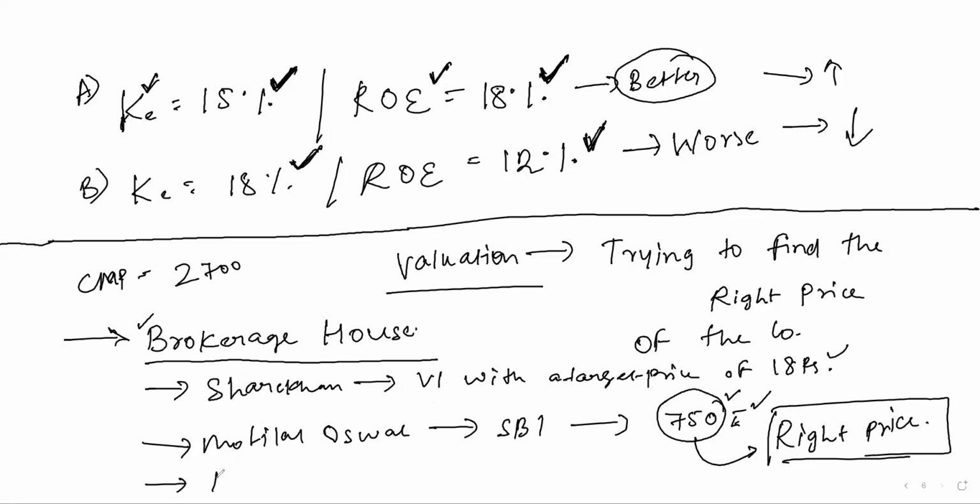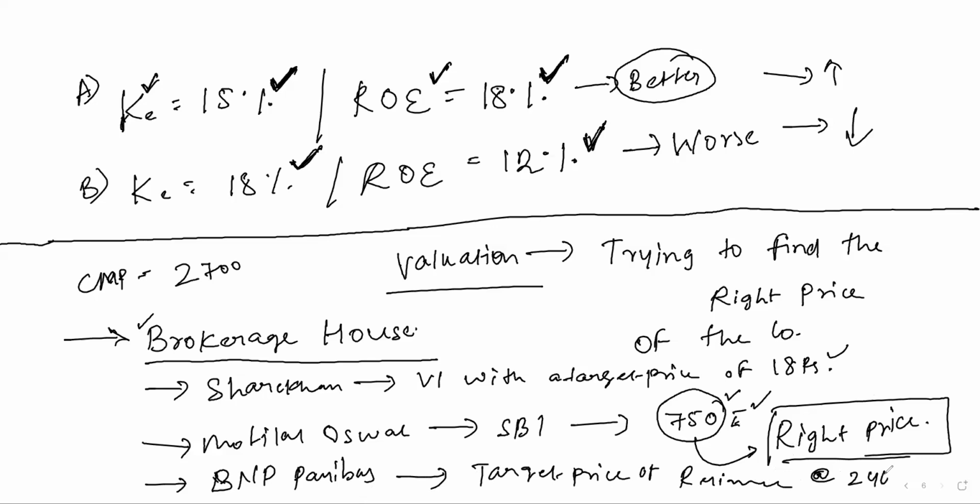Let's say BNP Paribas is recommending a target price of Reliance. According to the analysis of BNP Paribas and its equity researchers, the target price of Reliance is coming to something around 2,400. So they will give a recommendation: sell Reliance, target 2,400. That is a downgrade. So what is happening over here is, if the current market price is greater than intrinsic value, the security is considered to be overvalued.